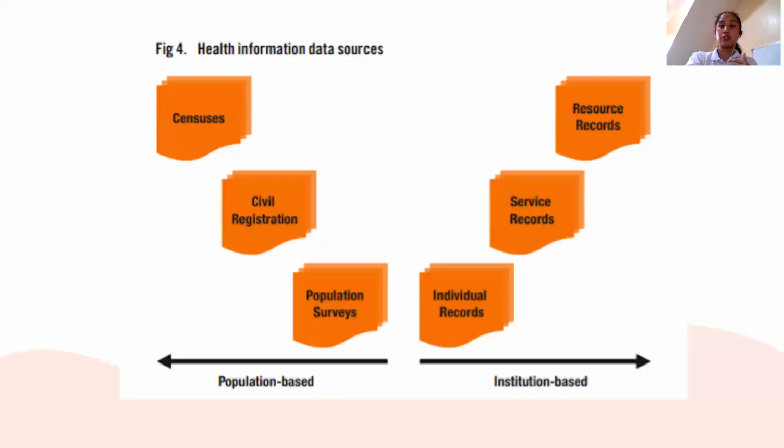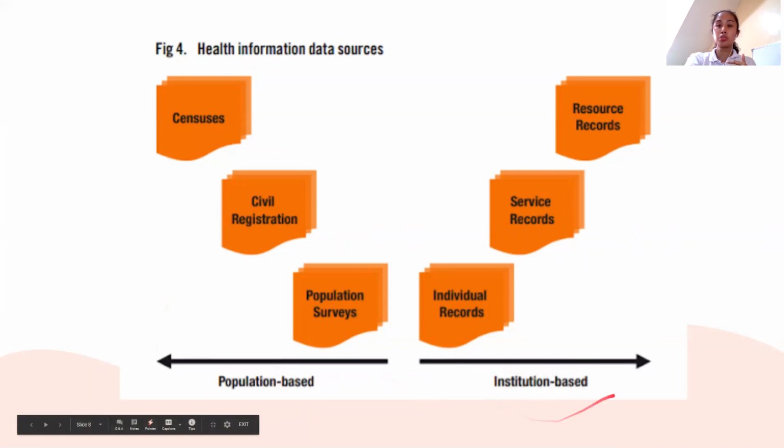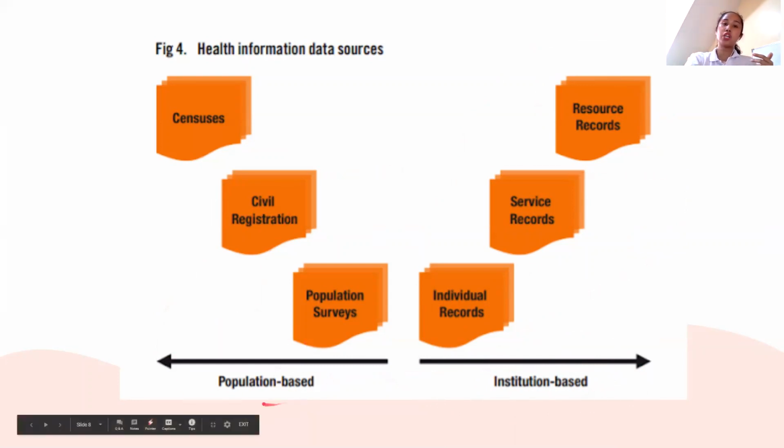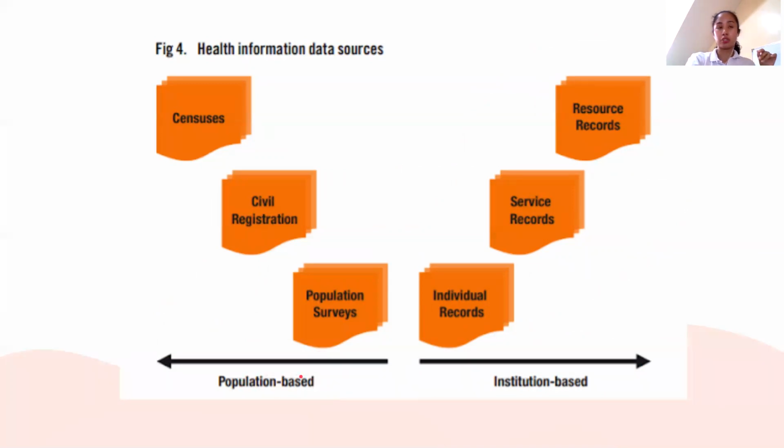So, the different sources of data. It's divided into two: institution-based and population-based. Institution-based are the data that we acquire from facilities or institutions, for example individual records, service records, and resource records. This can come from hospitals, from schools, and from different clinics. And class, we have population-based. So with population-based, we're focused on the population, the broader group of people. We get our data from surveys, from censuses, and civil registration.